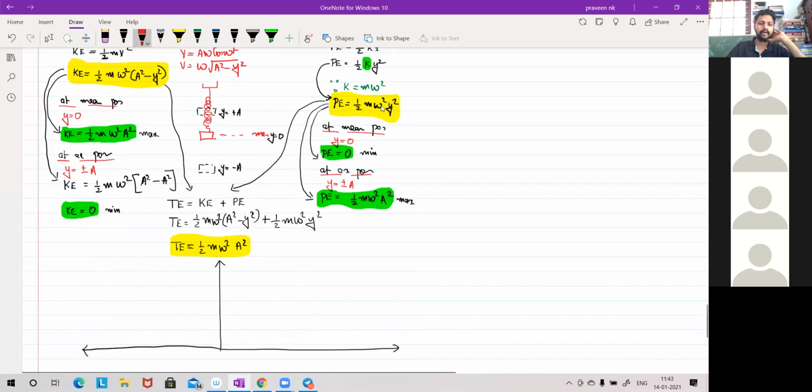Let me mark this as the zero position, the position where the displacement of the object is zero. Over here this is the plus a position, and over here this is the minus a position. Plus a, minus a. If we are marking the graph for total energy, at whichever position, the total energy is the same, isn't it? Total energy is constant, right?